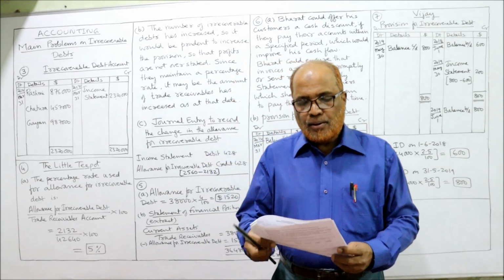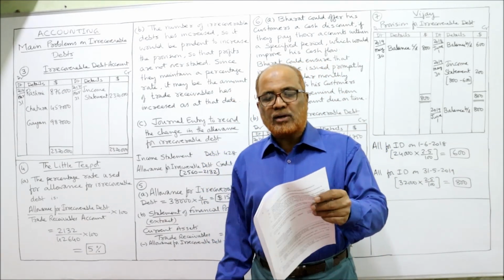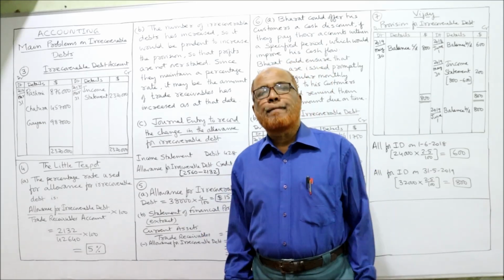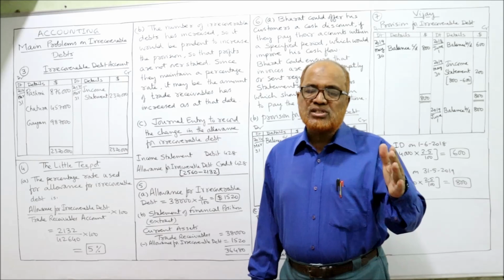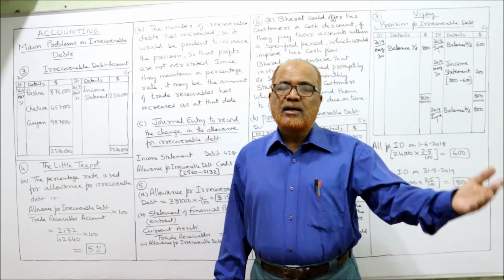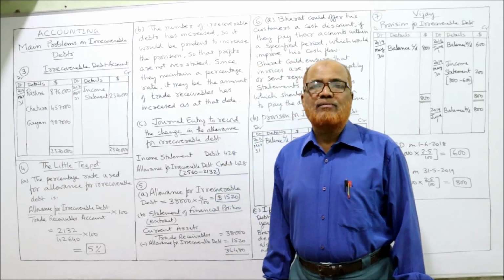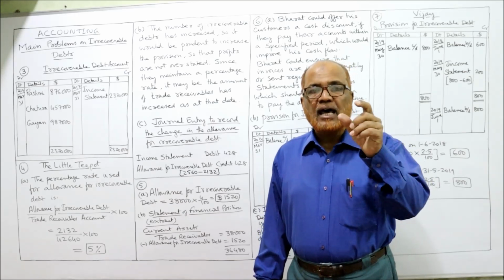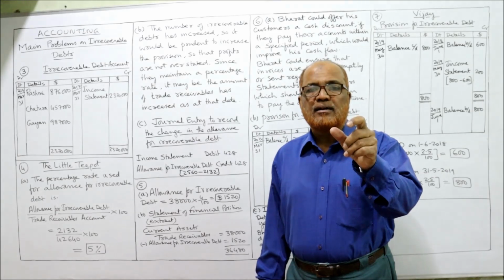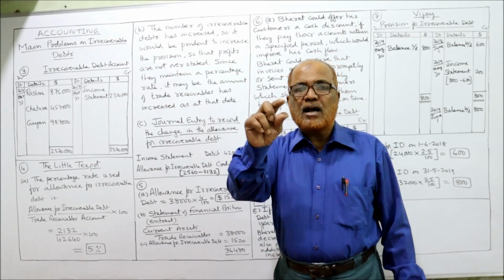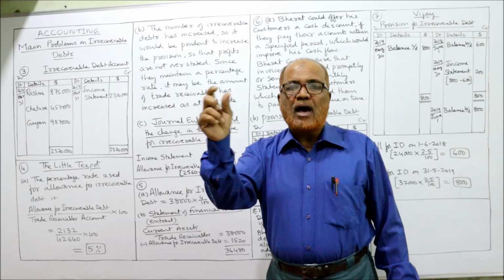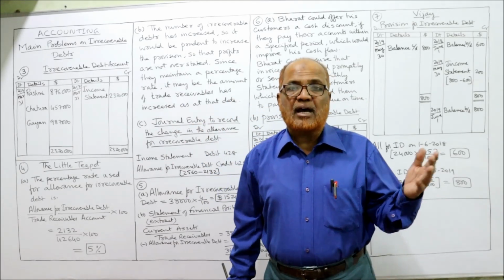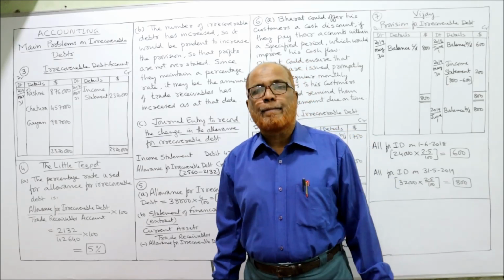Now C bit, prepare the journal entry to record the change in the allowance for irrecoverable debt. Now see here, the journal entry is already explained in the first theory video and also in the next short questions. When there is an increase in allowance for irrecoverable debt, the entry is income statement debit, allowance for irrecoverable debt credit. So many times I told you in the last video also.